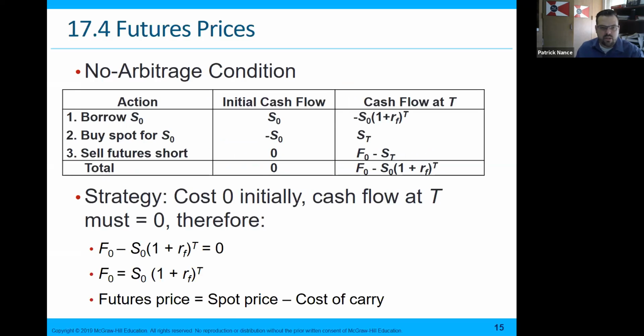Okay, no arbitrage condition. We can borrow, we can buy for the spot price, or we can sell futures for the short. And remember, this is another one where, if we hedge correctly, under no arbitrage conditions, we can end up with a zero initial cash flow. So the strategy would be cost zero initially, cash flow at T must equal zero, therefore future zero, spot price zero, plus one. The futures price equals the spot price minus the cost of carrying that inventory or that commodity.